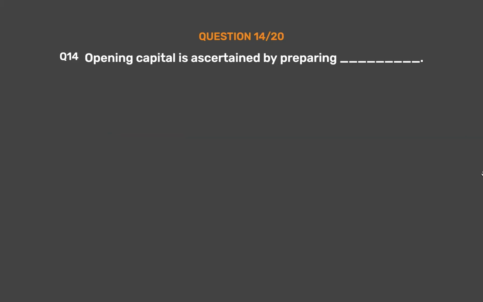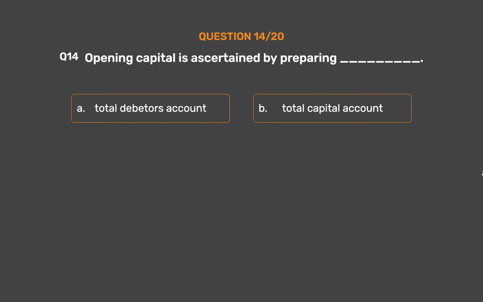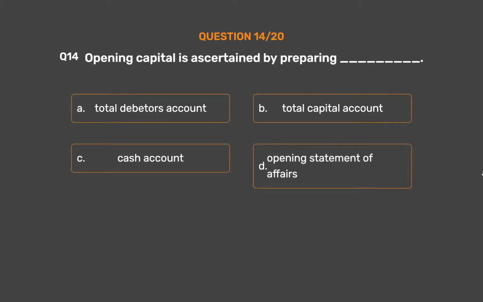Question number 14. Opening capital is ascertained by preparing underscore. Option A. Total debtors account. Option B. Total capital account. Option C. Cash account. Option D. Opening statement of affairs.